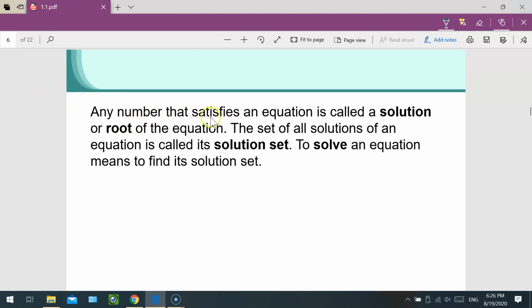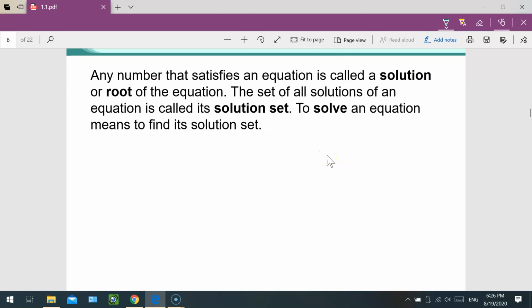Any number that satisfies an equation, we call that a solution or root of the equation. The set of all solutions of an equation, we call that a solution set if your solution has more than one. To solve an equation means you have to find the solution set.